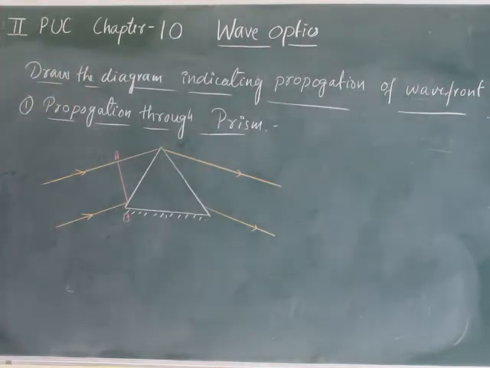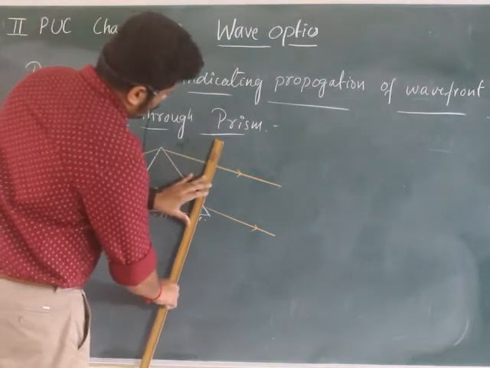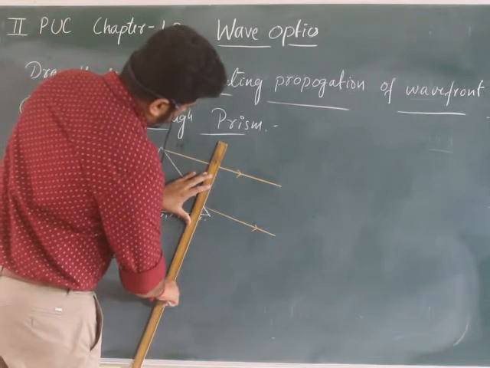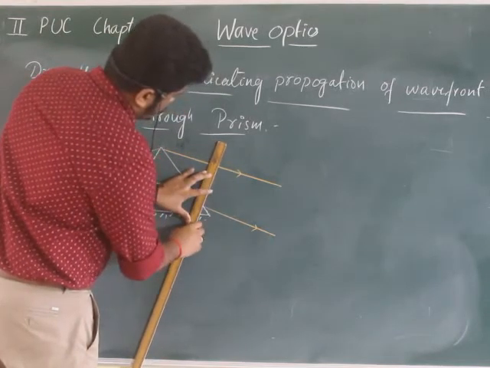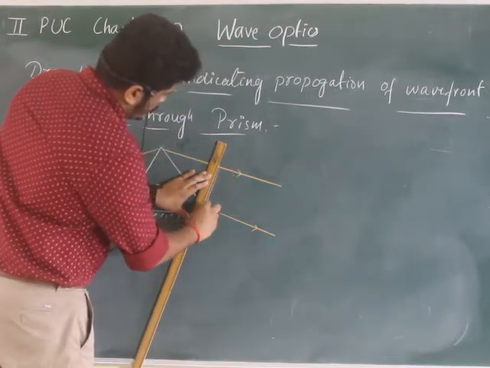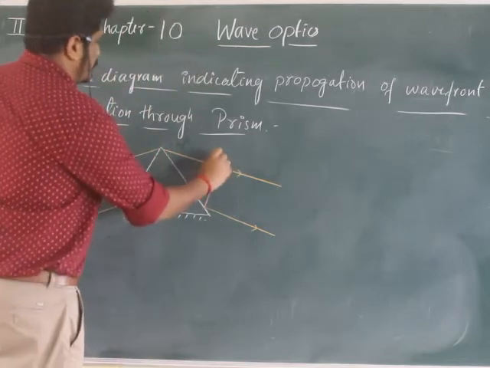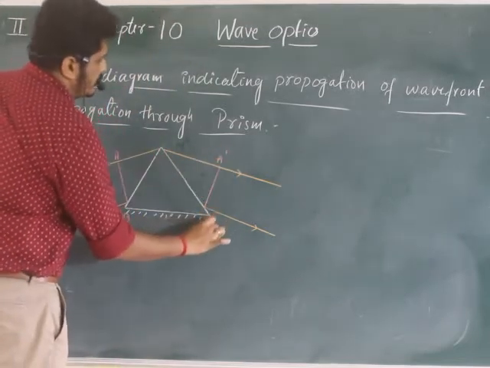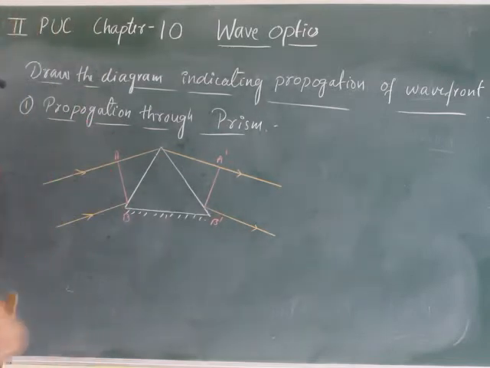So like this. The rays of light have changed their path because of the prism. Now where will the plane wavefront be? Yes, soon after refraction, we can see here. See, I will take this as the secondary wavefront, A dash, B dash.